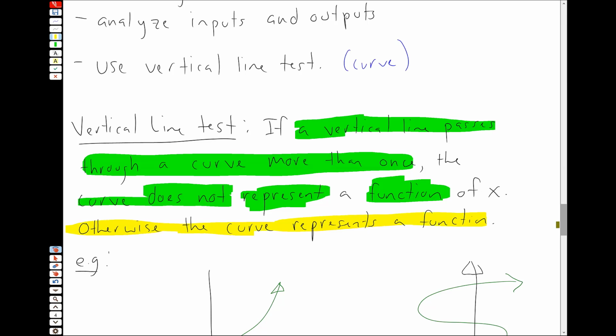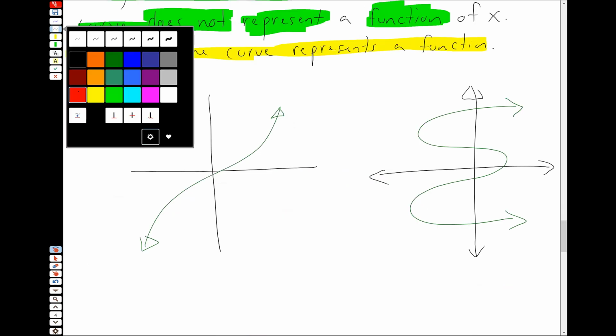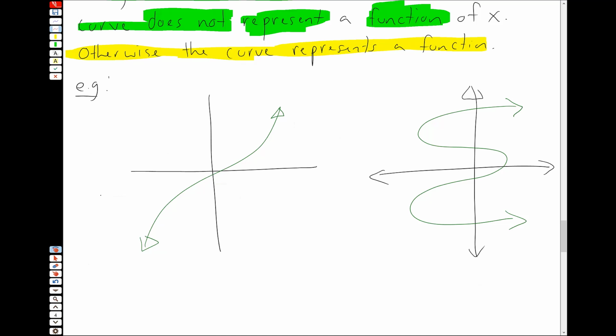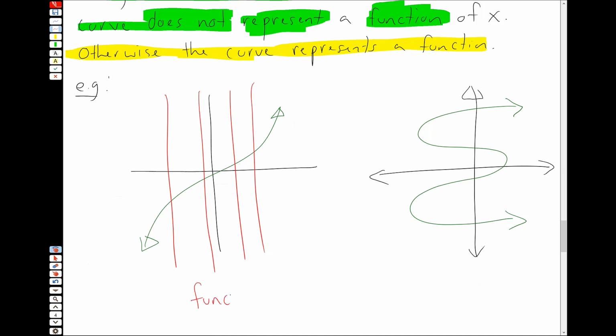So here's two examples. I'm going to switch colors for a second. So here on the left, we have what we'll know as a cubic function later on, but this is a function. Notice if I draw any vertical line, it's only going to pass through the graph once. Okay, so this would be a function. Now on the right here, though, notice that if I draw this vertical line, it passes through the graph 1, 2, 3, 4 times. So this would not be a function.